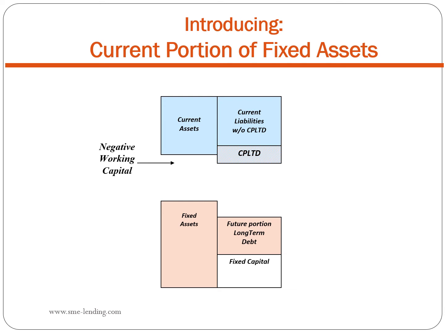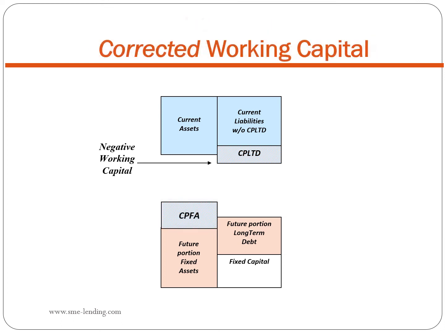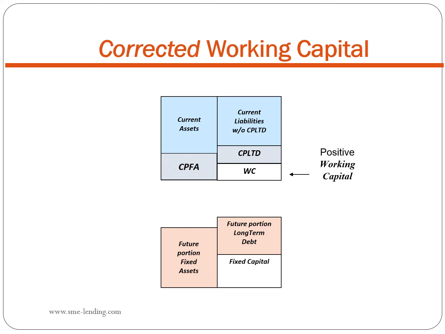Counting CPLTD as a current liability at times makes working capital negative, but then we applied the same logic to the left side of the balance sheet. Fixed assets are not totally fixed. Each year, a portion of the fixed assets is used up to generate revenue. Logically, the name of that account is the current portion of fixed assets, CPFA. When CPFA is moved up alongside its sister account, CPLTD, negative working capital becomes positive.